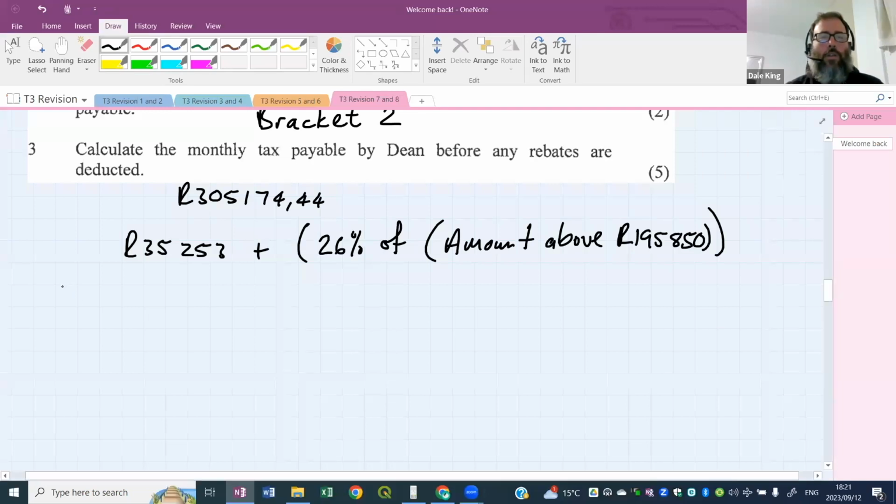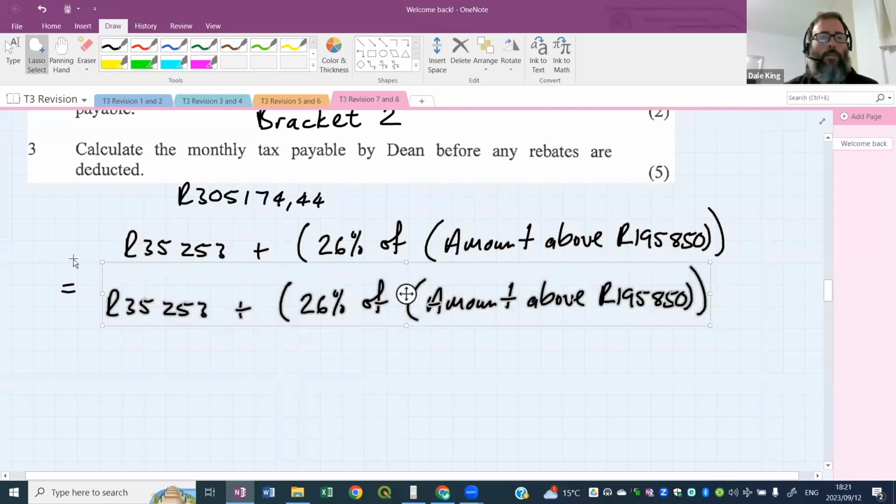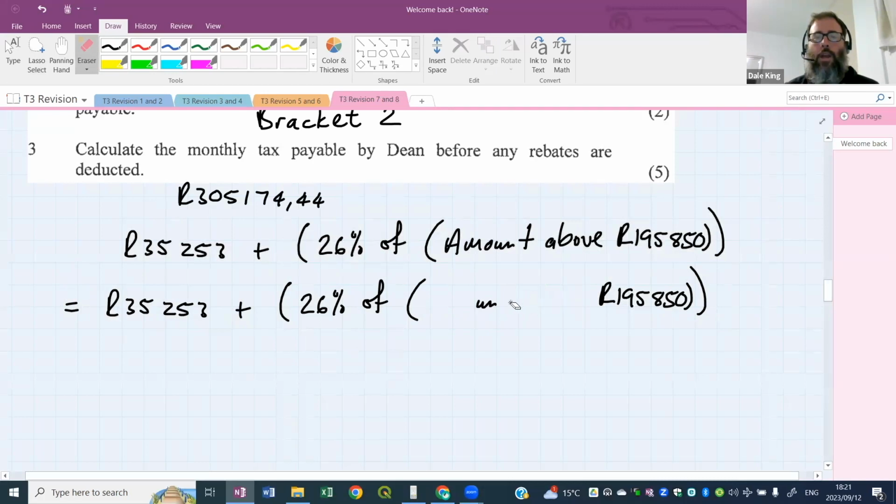So what I'm going to do is take this whole thing and copy it because I can. One of the cool things about this software is that we can copy it. So I'm going to do it over here, and I'm going to change this word here, which is amount above. Take that away. How do I know how much I am above 195,850? I need someone to come and help me with this. What do I need to do here to work out how much I am above 195,850?